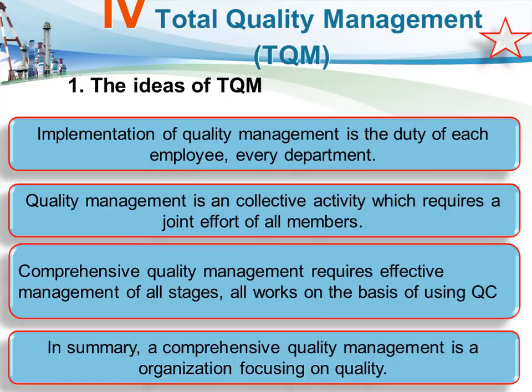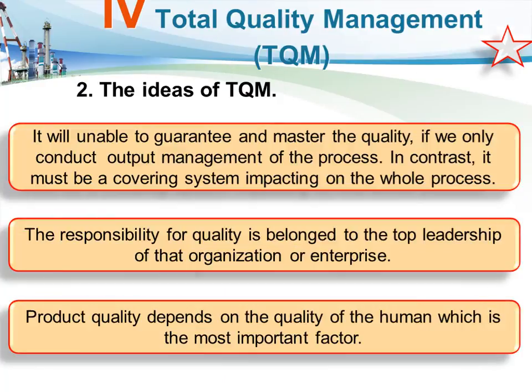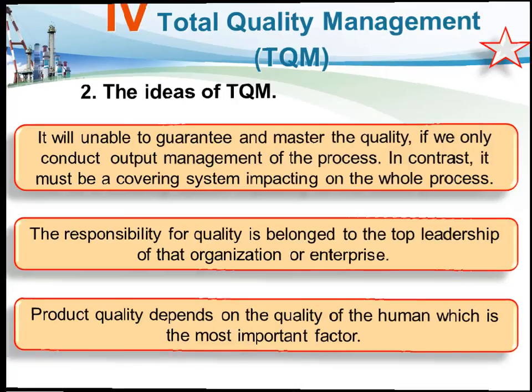In summary, comprehensive quality management is an organization focusing on quality. The idea of TQM will enable it to guarantee and master the quality. It will not only conduct output management of the process. In contrast, it must cover the system impacting the whole process. The responsibility for quality belongs to the staff and leadership of that organization or enterprise. Product quality depends on the quality of the human, which is the most important factor.